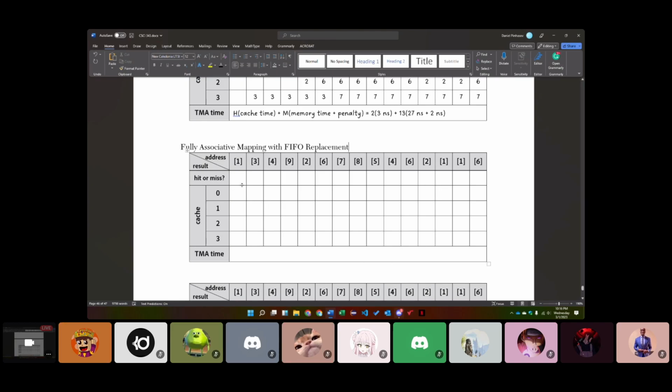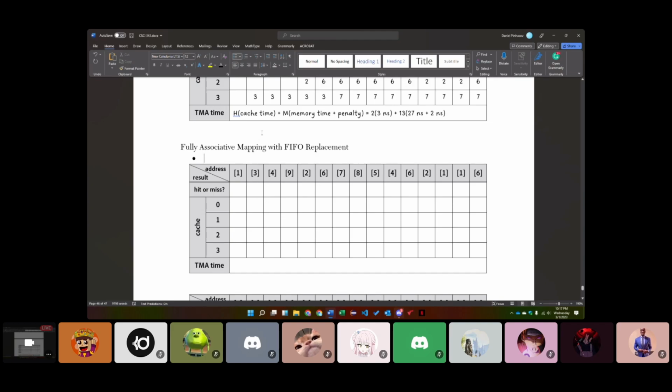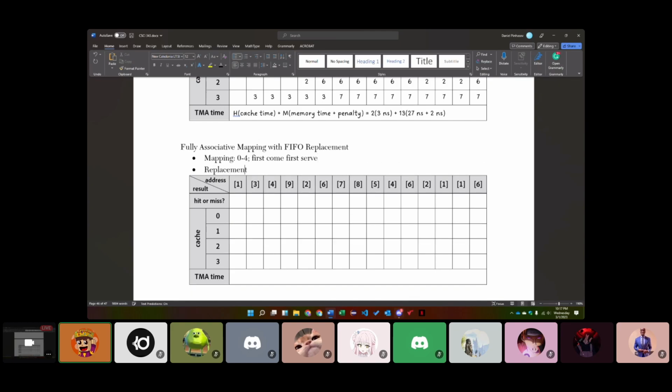We'll see. Yeah. Alright, but with fully associative mapping, the way you map things, mapping just goes from 0 to 4. So first come, first serve, basically. And then replacement is, alright, and let's just see what that means. 1's a miss, so it just goes in the first location.